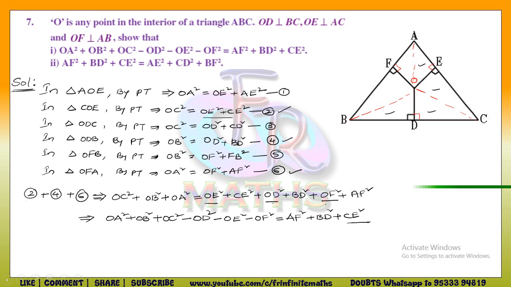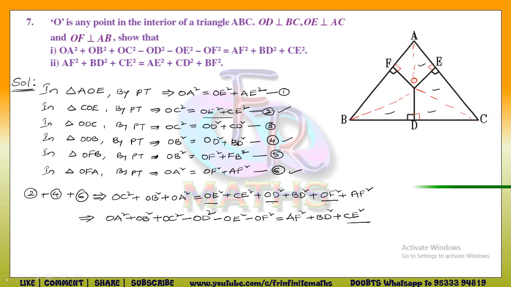To obtain that, we added 3 alternate equations. Considering them in clockwise order, we added 3 alternate equations, and after rearranging we got the first relation. The same way, now moving on to the second relation. What is the second relation? We need to show that AF square plus BD square plus CE square is equal to AE square plus CD square plus BF square.